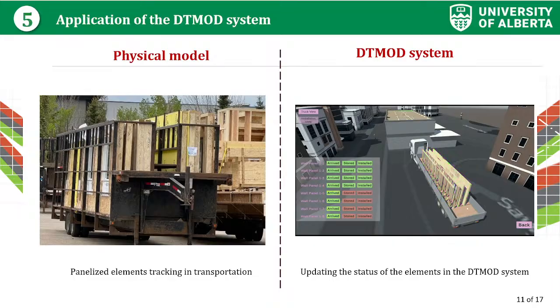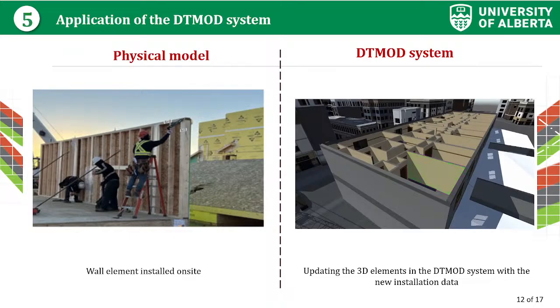Once the panels enter the site, there are some codes installed on each of these panels. Each panel has a unique ID, and once this code is scanned, it sends a signal to the virtual model, and we can see the updates of the panels in the virtual model, whether they have arrived, been stored, or been installed. Similarly, when we install a panel, the codes are scanned, and then it sends a signal to the DT mode system, so the DT mode user can see this update in real time.